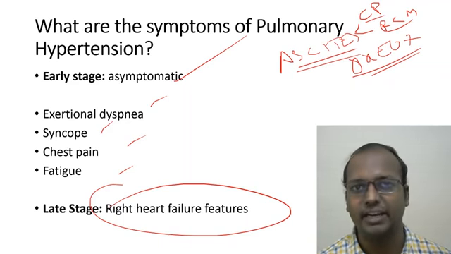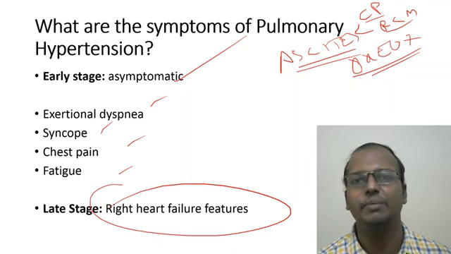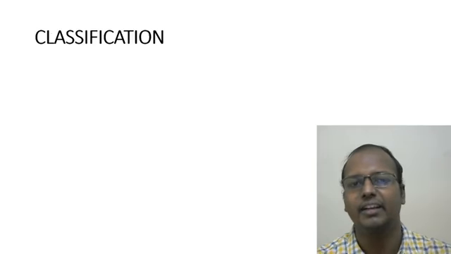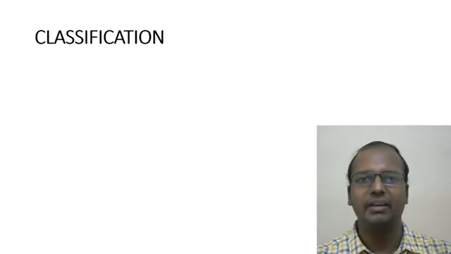Understood? And any patient with pedal edema, always look at the JVP. If the JVP is elevated in a patient with pedal edema, then the cause is cardiac. Okay, these are some practical tips. Right, so how will you classify the pulmonary hypertension?